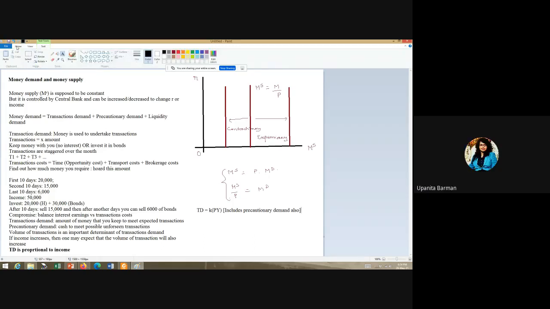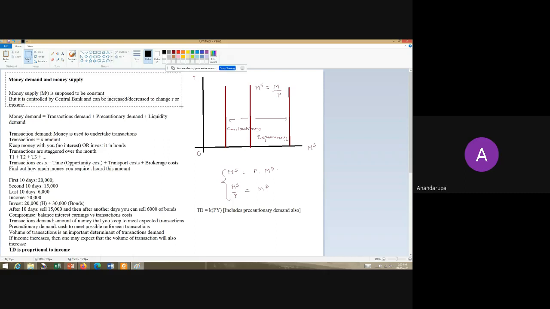Yes, sir. So the advantage is that in hoarding money, we don't have to incur the transport cost, the brokerage cost, the opportunity cost. Okay, that's the advantage. If you hoard it in the form of money, you're not incurring these expenditures, but you're losing your interest income.